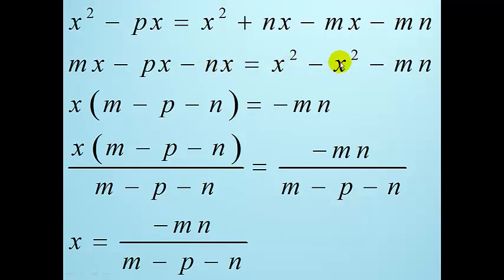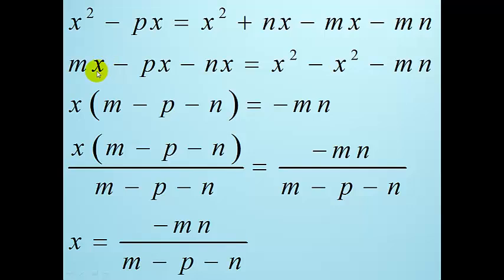we have x squared minus x squared. That is, we already have x squared on the left hand side, and it becomes minus x squared on the right hand side before our minus mn. Now x squared minus x squared will give us 0, and 0 minus mn is equal to minus mn.